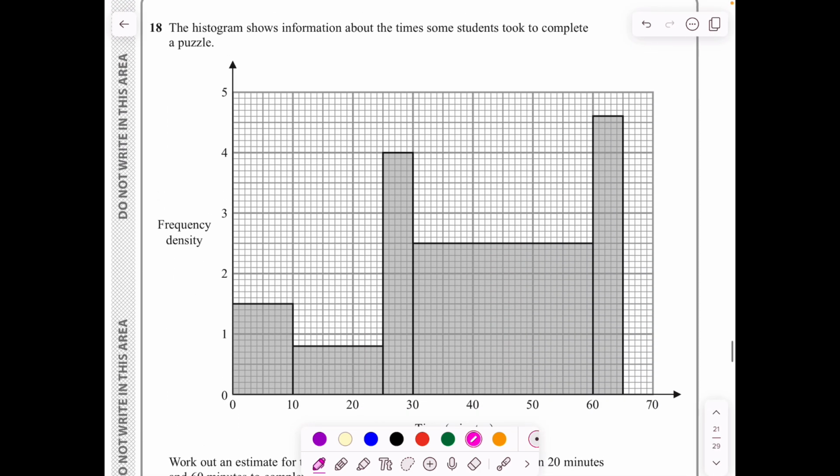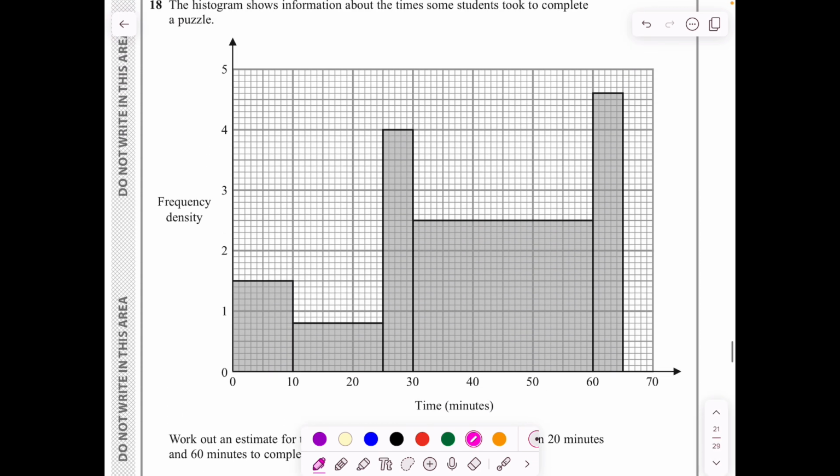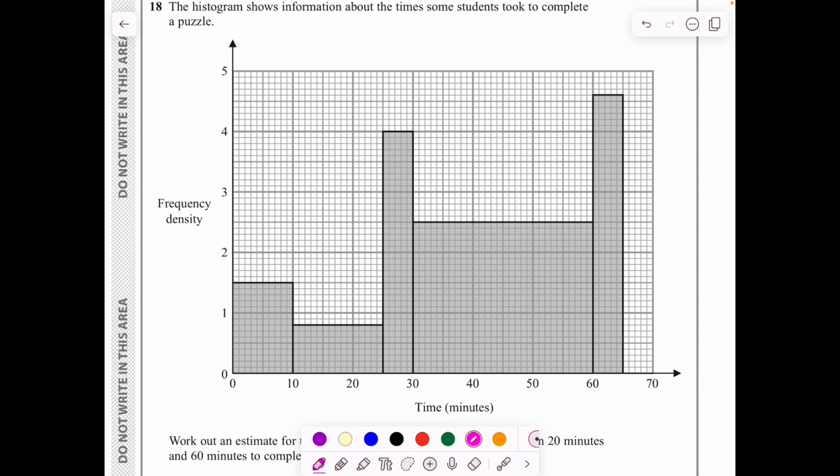Okay, so histogram. The first thing I'm going to do is work out how many people there are in total that completed this puzzle. Now remember, this is not a bar chart, so I cannot read the frequencies off the y-axis. The frequency comes from the area of the graph. So I'm going to find the area of the graph.